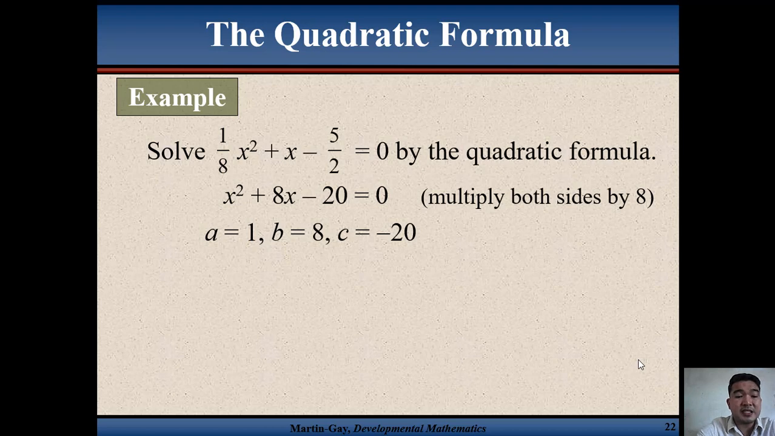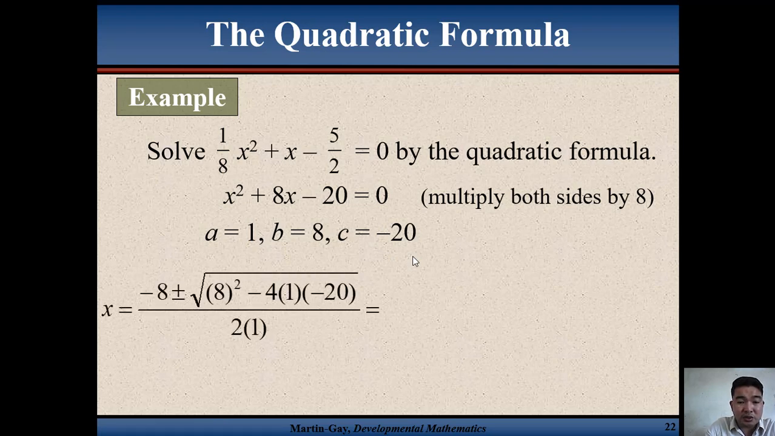So identifying a, b, and c: a is, again, the numerical coefficient of x squared, which is 1. b is the numerical coefficient of the x term, which is 8. And c is the constant term, which is negative 20. Then we substitute this into the quadratic formula. So you will have negative b, so negative 8, plus or minus the square root of b squared, so you have 8 squared minus 4 times a, 1, times c, negative 20, all over 2a.